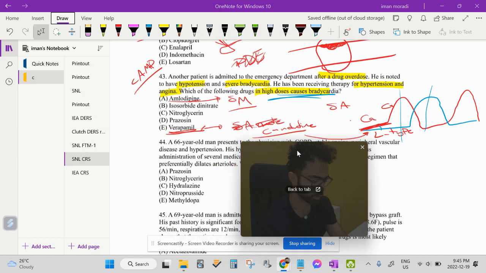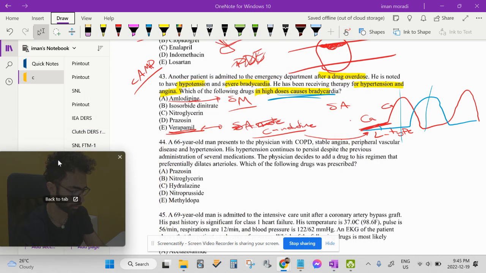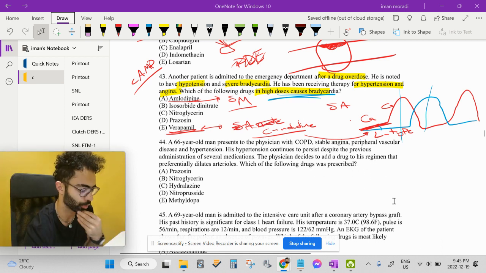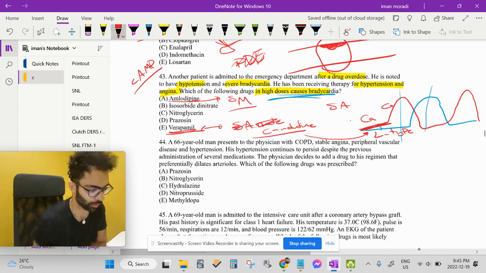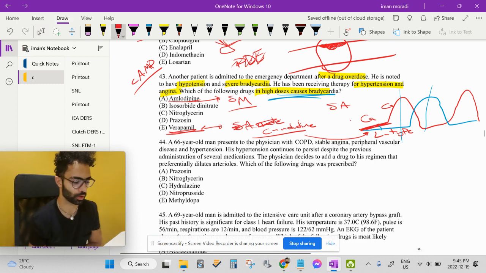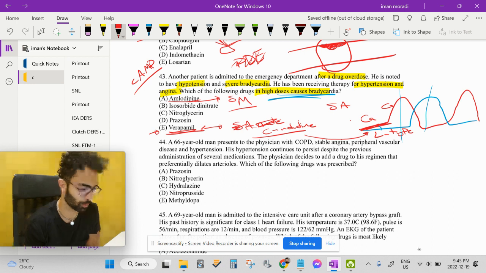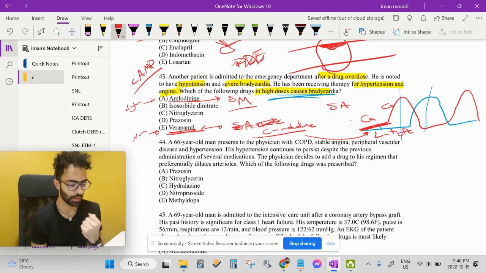All right. So we were at question 43. We were describing how something like verapamil can slow our heart rate, and we explained the difference between non-dihydropyridine, which is something like verapamil, versus dihydropyridine calcium channel blockers, right? Okay. So the way amlodipine works is that it blocks the calcium channel on the vasculature.